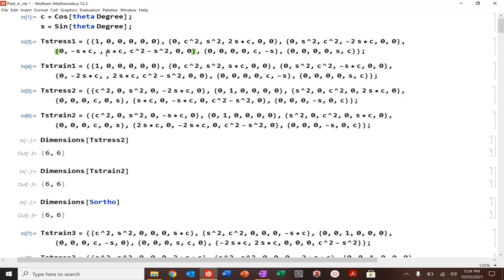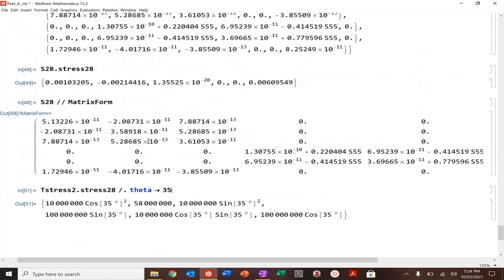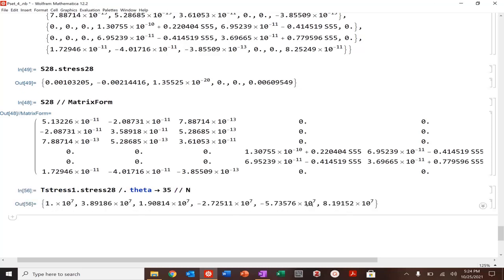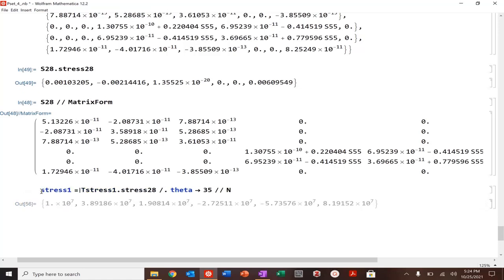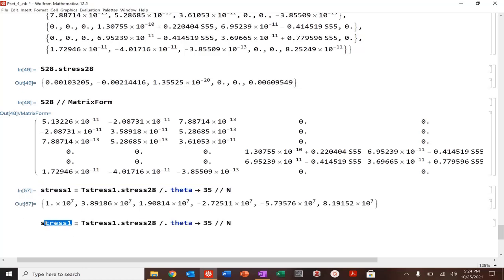T stress 1 is going to be this 0 minus S times C. There we go. S times C is great. And I'm going to do the same thing right here where it turns to 2. And then now it'll be okay. So if I look at this, T stress 1. So now I have all my stress values, so this is going to be my stress 1. Basically stress 1 rotation.